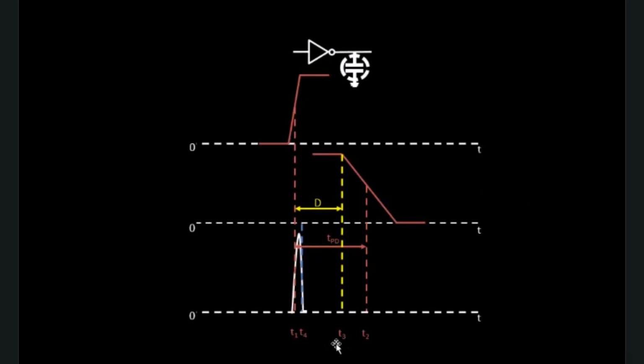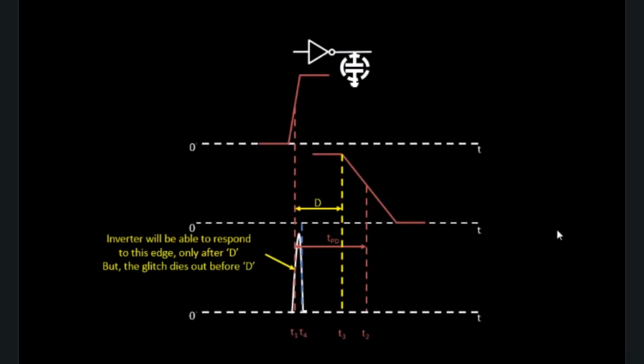So T4 minus T1 is your glitch width. The inverter will not be able to respond to this, but the inverter will be able to respond to this edge, but again, it will respond only after a certain time period D. And after that the glitch dies out. The glitch dies out before D, and as a result, the glitch doesn't get propagated. So there will be no change in the output. This glitch is basically a safe glitch, you can say.